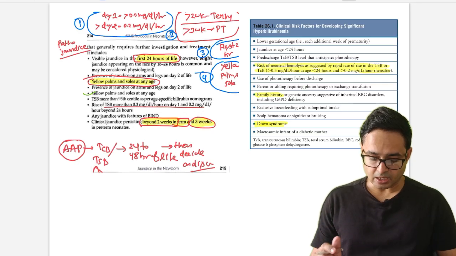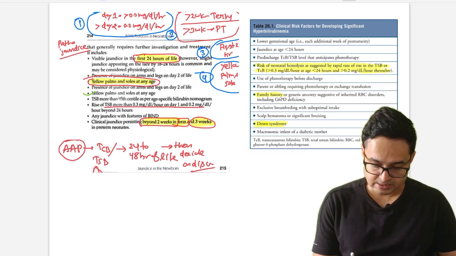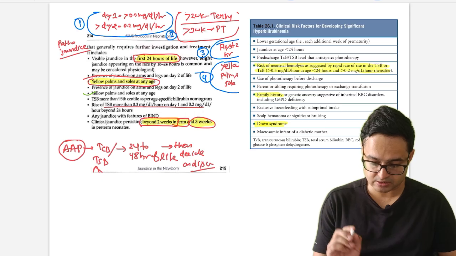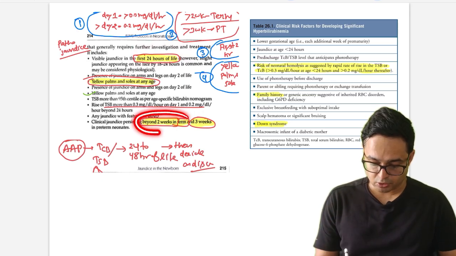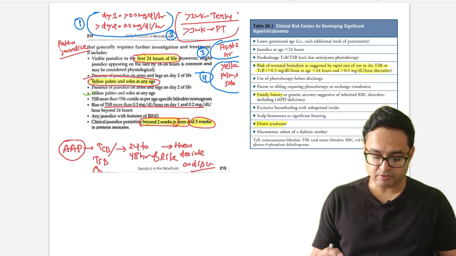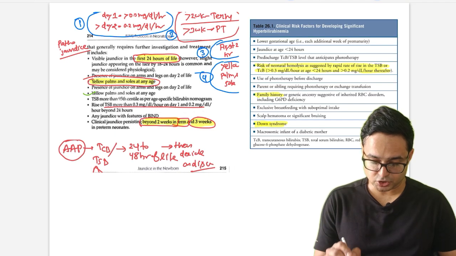Now we'll talk about pathological jaundice. To say pathological jaundice, it should be visible in the first 24 hours. Very much important. Any jaundice beyond 2 weeks in a term and 3 weeks in a preterm neonate will be called pathological jaundice. Very much important.